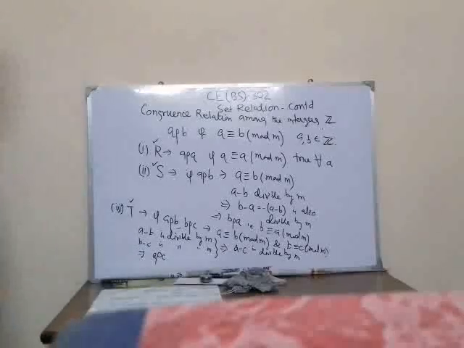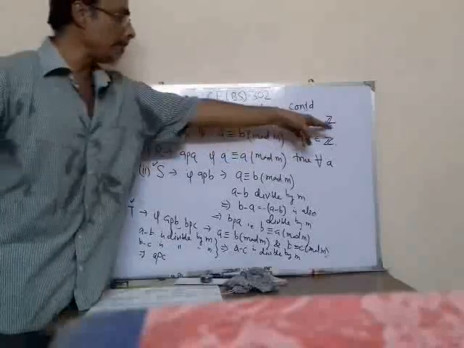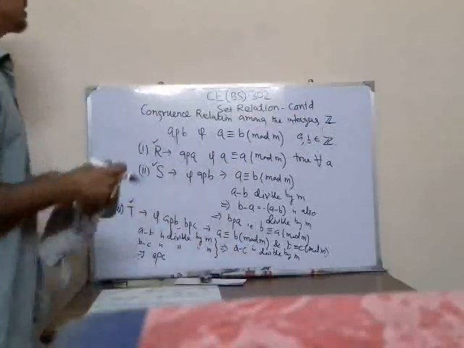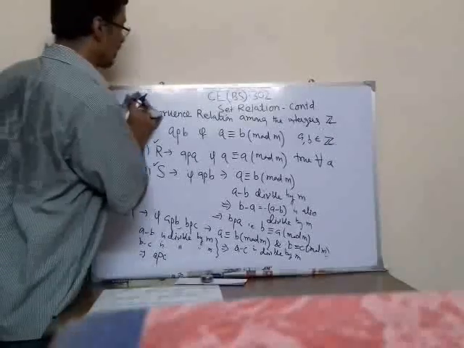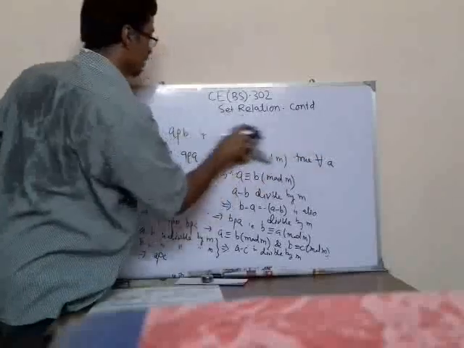So what is the effect if I impose this relation on the set capital J? A very interesting thing takes place. So let us discuss this. What happens when the congruence relation is imposed on the set of integers?